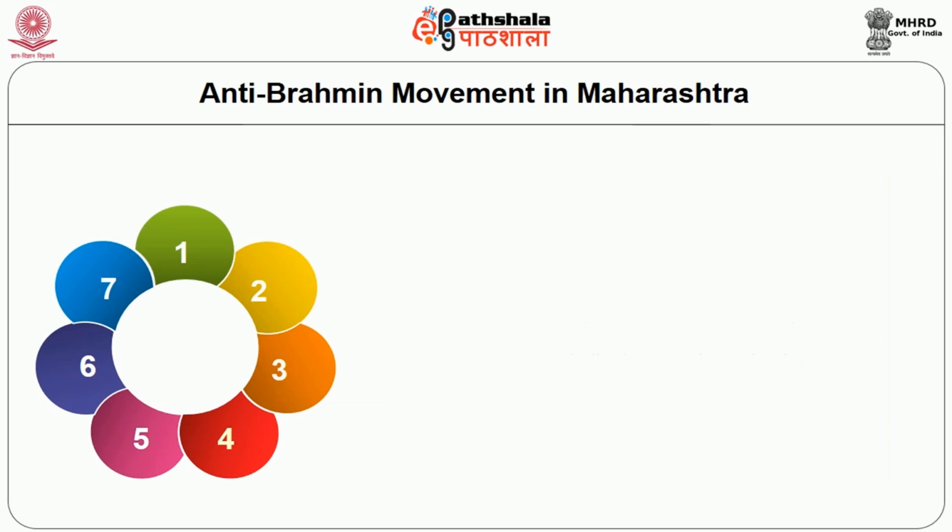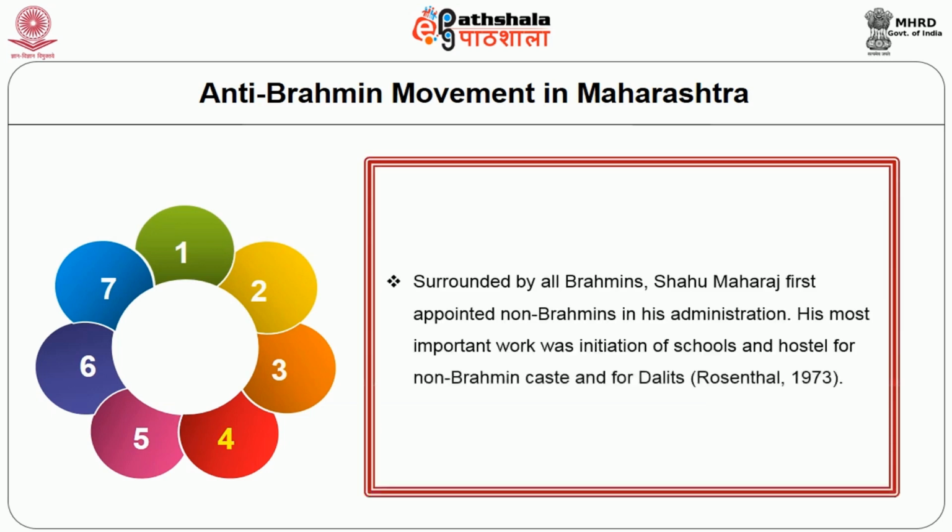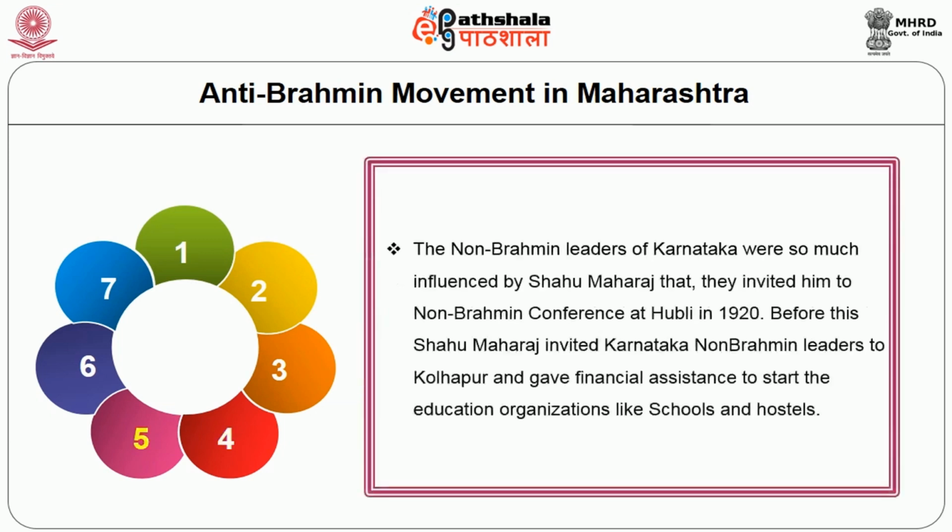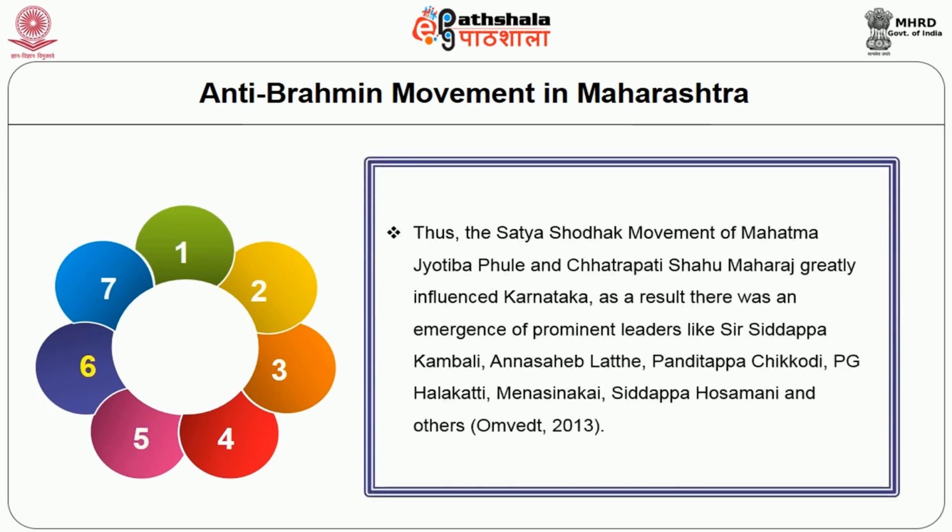Surrounded by Brahmins, Shahu Maharaj first appointed non-Brahmins in his administration. His most important work was the initiation of schools and hostels for non-Brahmin castes and for Dalits. The non-Brahmin leaders of Karnataka were so much influenced by Shahu Maharaj that they invited him to the non-Brahmin conference at Hubli in 1920. Before this, Shahu Maharaj invited Karnataka non-Brahmin leaders to Kolhapur and gave financial assistance to start educational organizations like schools and hostels. Thus, the Satyashodak movement of Mahatma Jyotiba Phule and Chhatrapati Shahu Maharaj greatly influenced Karnataka.